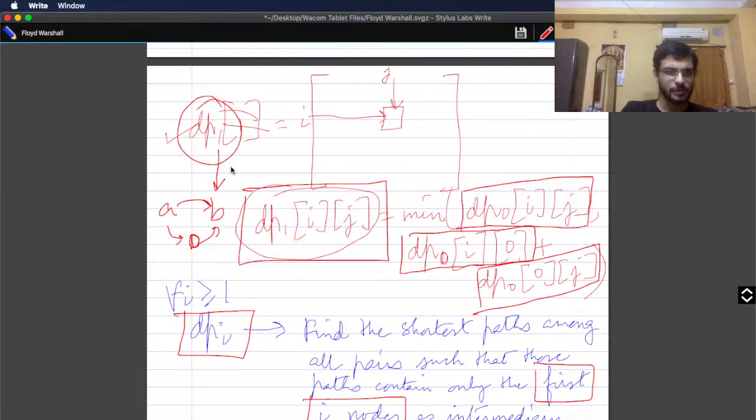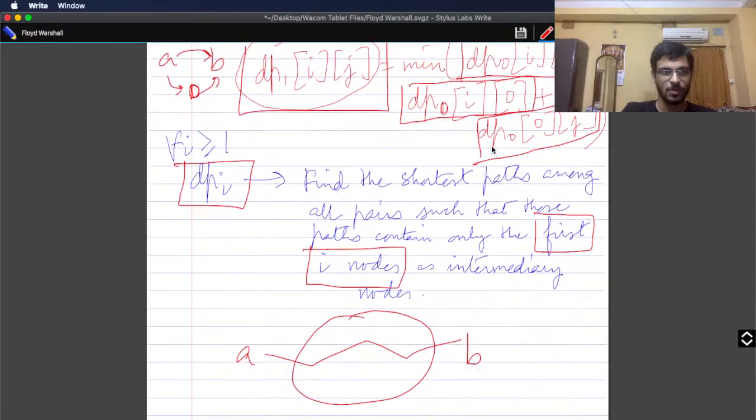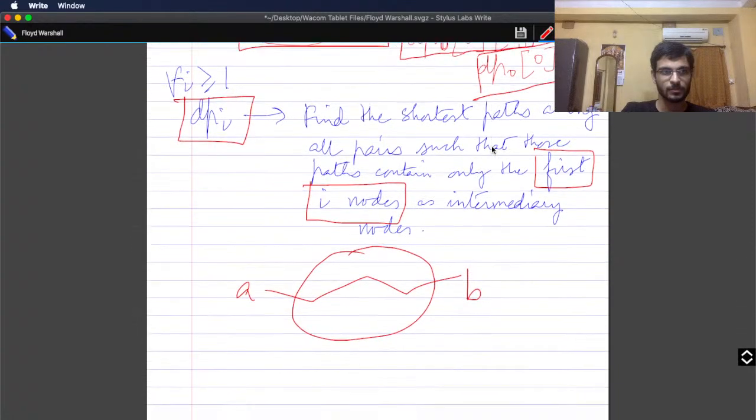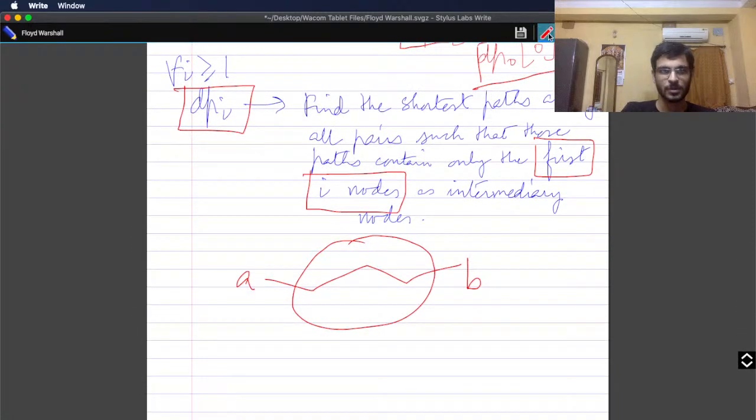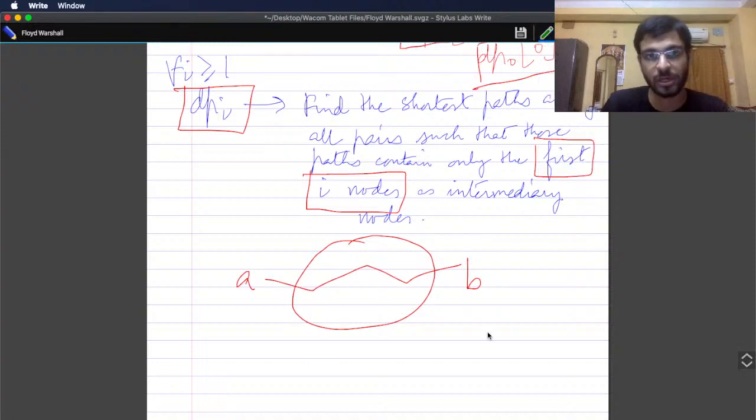Any requirement of an example? Do you want an example? Or does it make sense till now? Cool. So let us proceed. If you have any doubts, you can always ask me, okay?